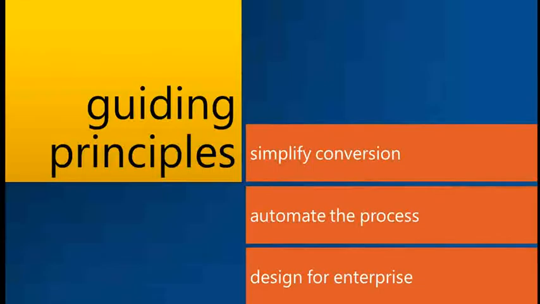So when we started the process, we had a couple of guiding principles that we wanted to make sure we carried with us. The first thing is to simplify the conversion. The other is to automate the process. And the third is to design for enterprise. We'll walk through each of those briefly here.